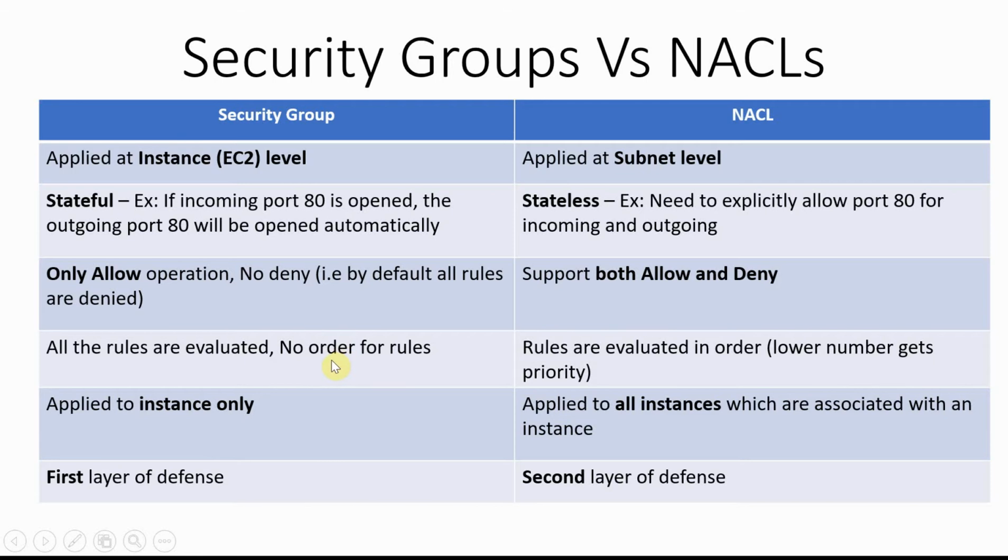All are equal priority. But whereas in NACLs, you have an order. If there is an order, then the lower numbers get the highest priority. While executing the 10 rules, the lower number rule will be given higher preference. Security groups are at instance level, and NACLs are not at instance level. Security groups are the first layer of defense, and NACLs are the second layer of defense.